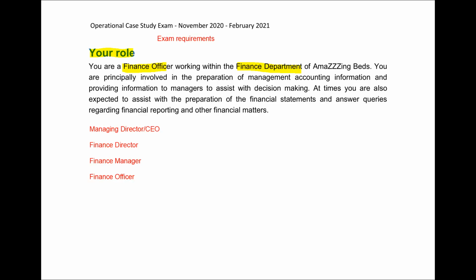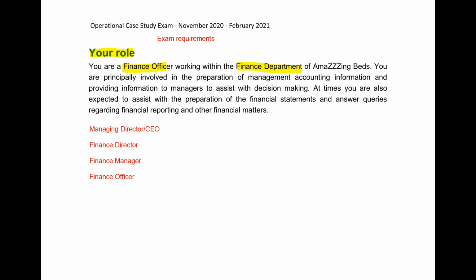So you may well be one of a number of finance officers working within this company's finance department, and then you will report to the company's finance manager, so slightly further up the organisational hierarchy, who will in turn report to the entity's finance director, who will in turn be subordinate to the managing director or the CEO at the top of this business. Okay, so it's vital to keep this position within this organisation in mind when you are dealing with exam requirements. Okay, so what does this mean in terms of the type of tasks you'll be facing in the actual exam itself? Well, essentially it means that you are operating at the operational level of this business.